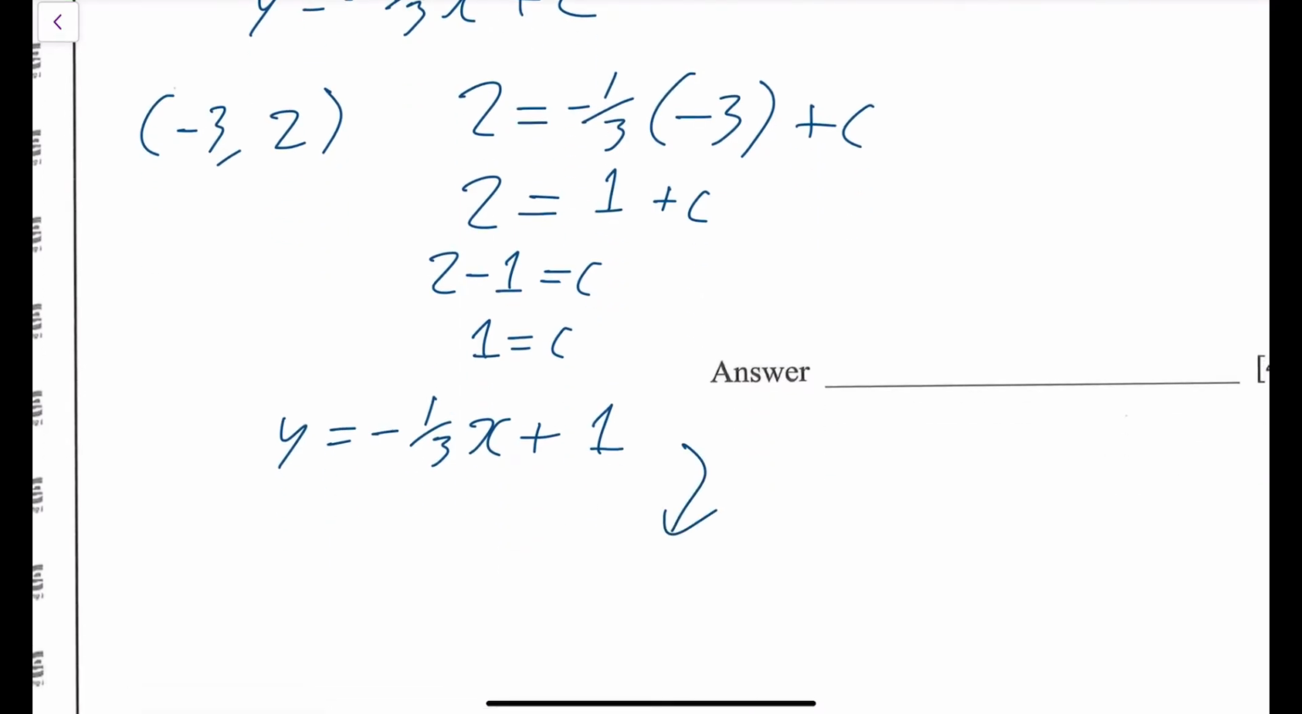You should get your marks for that, but just in case the mark scheme has something different, they may also multiply through by 3, and that will be just minus x plus 3. So 3y is equal to minus x plus 3.